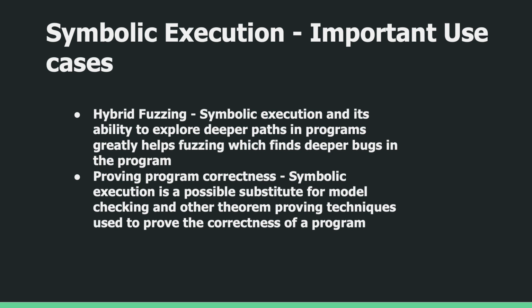Another important use case of symbolic execution is to prove program correctness. Symbolic execution is a possible substitute for model checking and other theorem proving techniques which are currently used to prove the correctness of a program, and symbolic execution can be used to make it much easier and prove that a program is correct over all classes of inputs, as we saw. So these are the major use cases of symbolic execution currently.